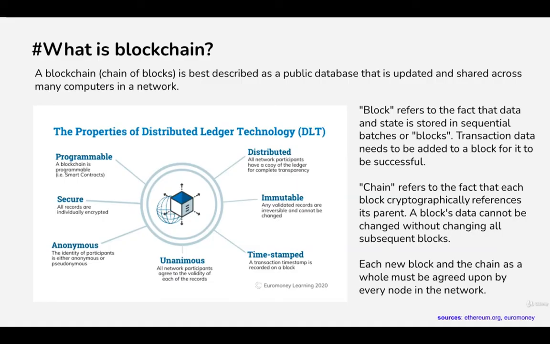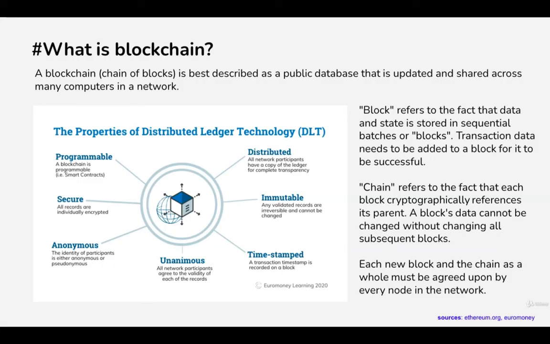Immutability. It means any validated record added to the chain is irreversible. So that's why you hear when someone sends Bitcoin or Ethereum from one address to the wrong address, it cannot be retrieved. Unlike a centralized network like a bank, where you send money to the wrong account number and then you can request a reversal, or you can reverse your transaction. But on a blockchain, this is impossible.